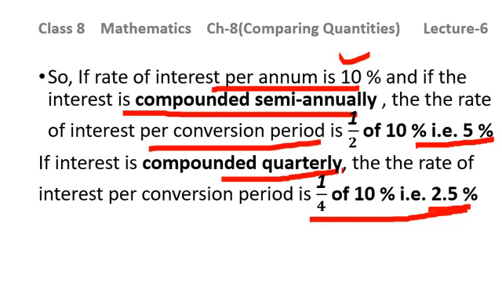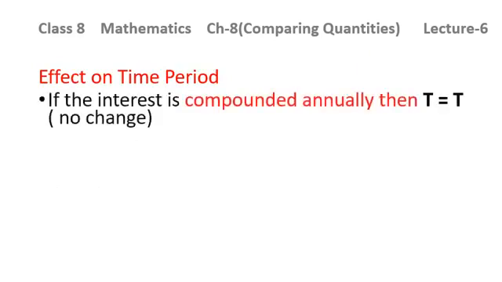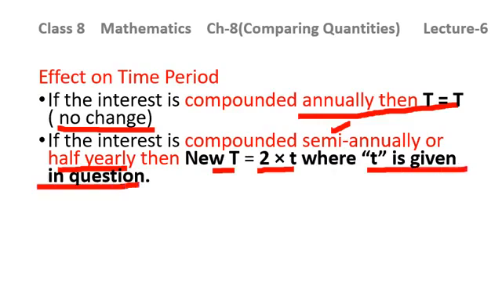Now we have talked about the rate. There should be some effect on the time period also. So let us see what will be the effect on the time period. If the interest is compounded annually, then there will be no change in the time period. It will remain as it is, whatsoever is given in the question. If the interest is compounded semi-annually or half yearly, then the new t that you take in the formula will be twice the t given in the question. You need to multiply the time given to you in the question to get the new time.